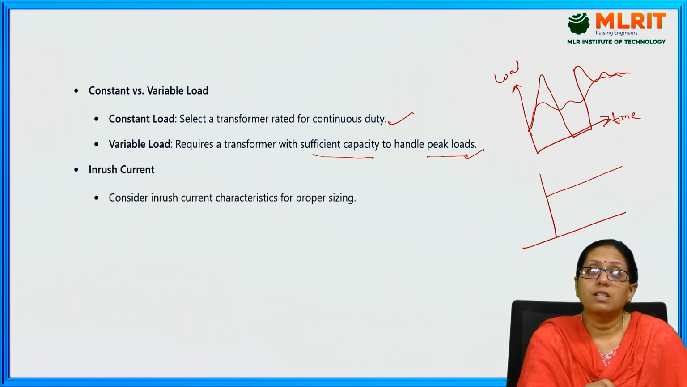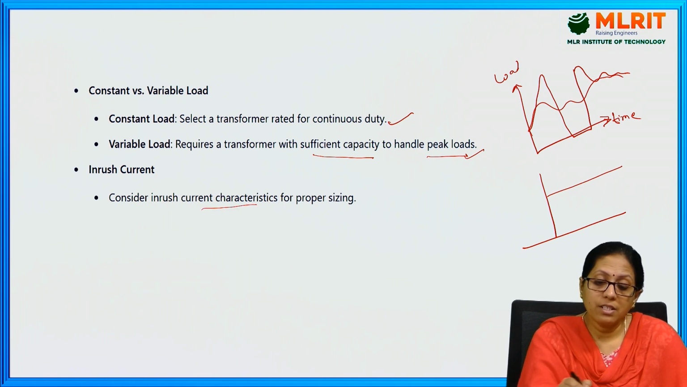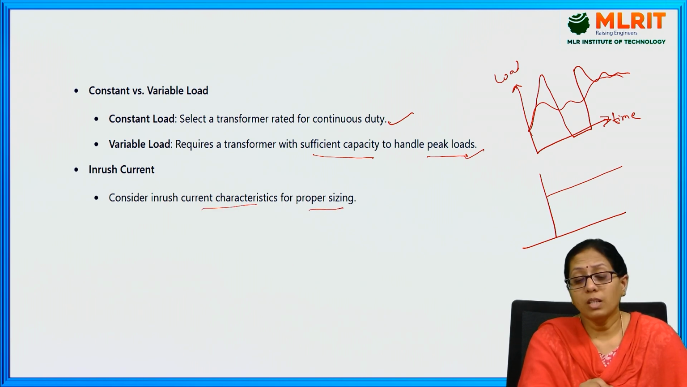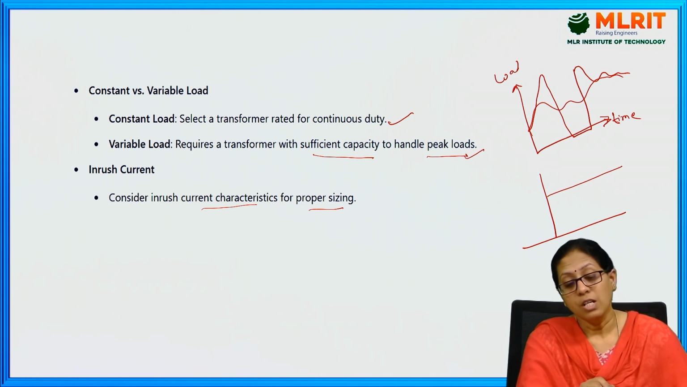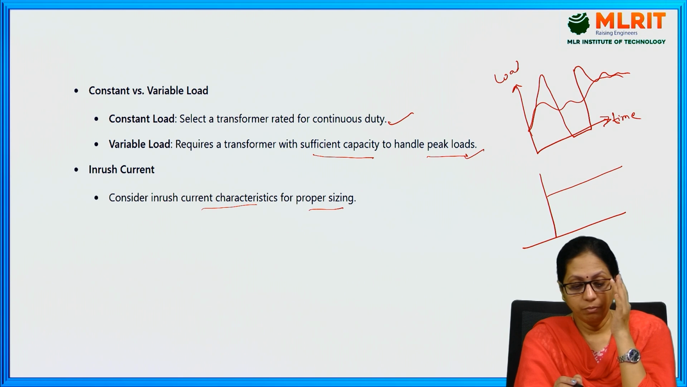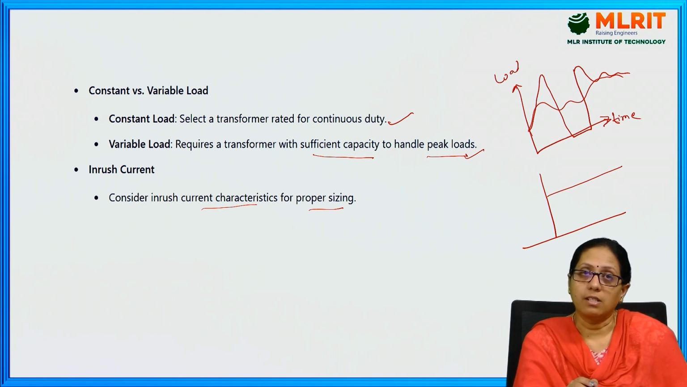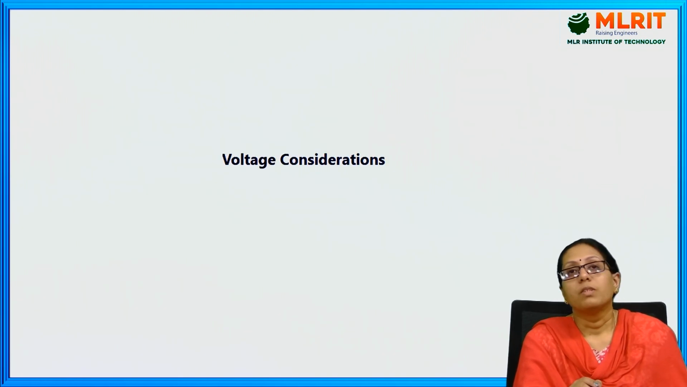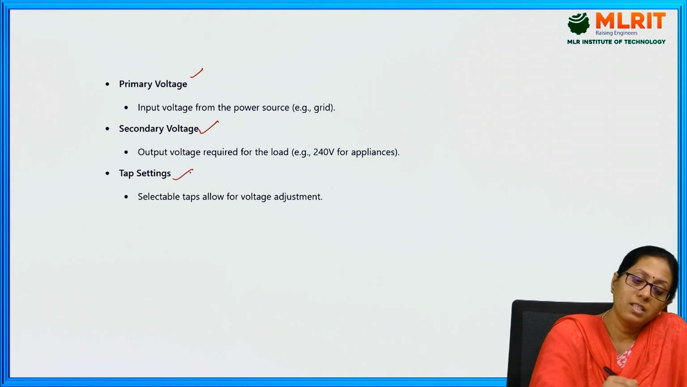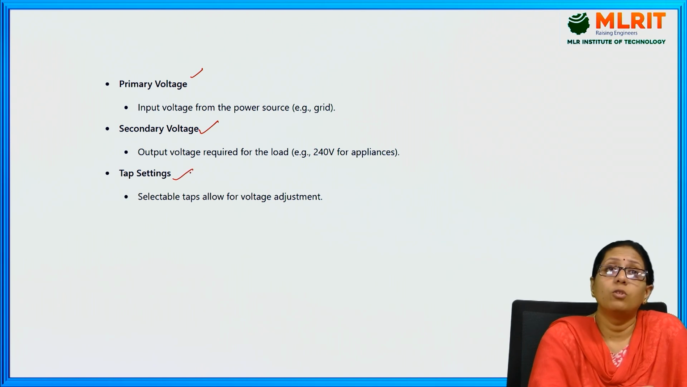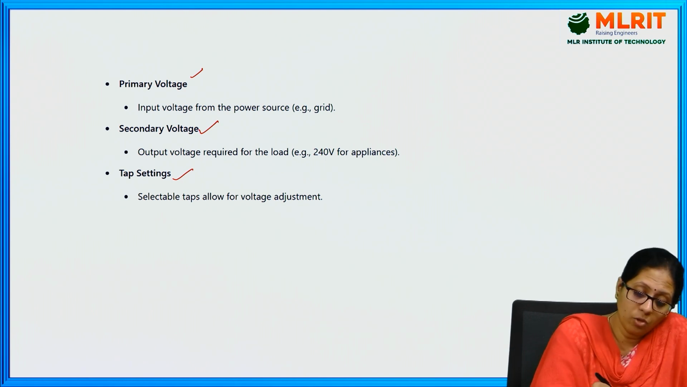Next one is current. Consider the current characteristics for proper sizing. The size of a transformer is also very important. So the size of a transformer depends upon the current characteristics. Next one is voltage considerations: the primary voltage, secondary voltage as well as tap settings. Primary voltage: the input voltage from the power source, for example the grid, is called the primary voltage.